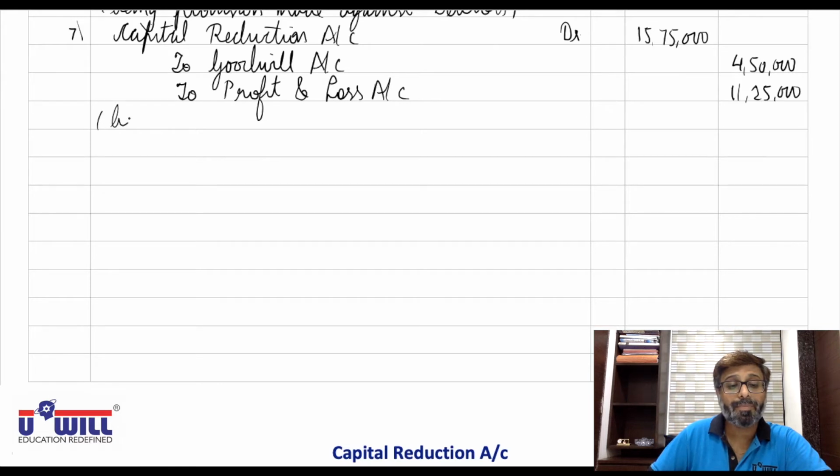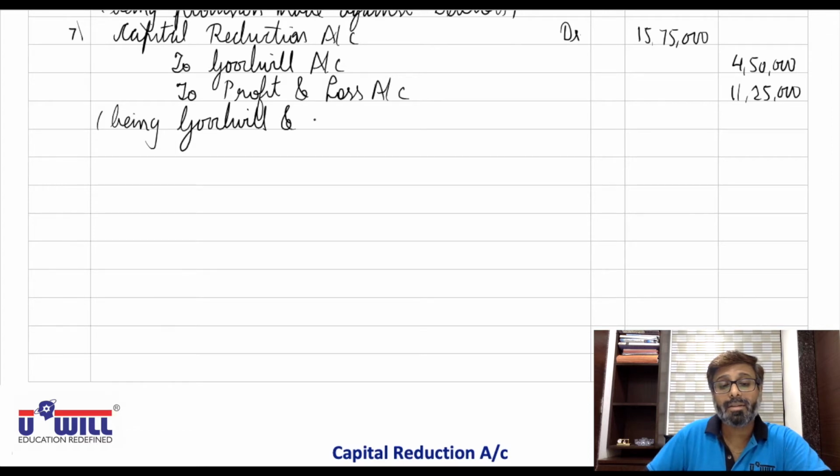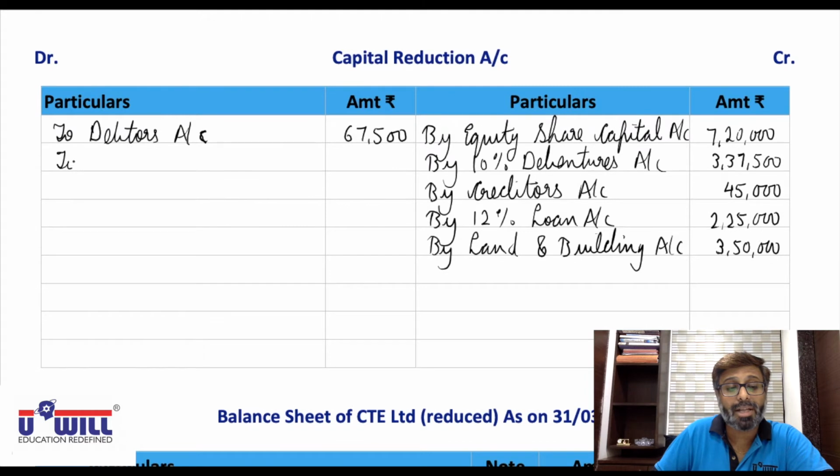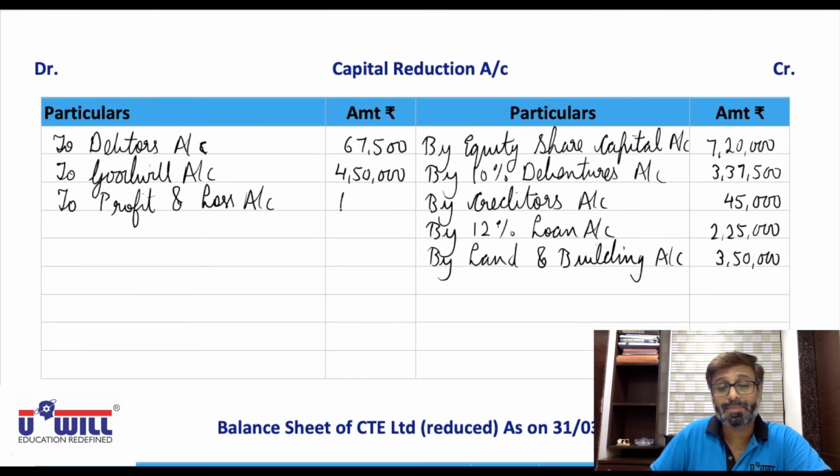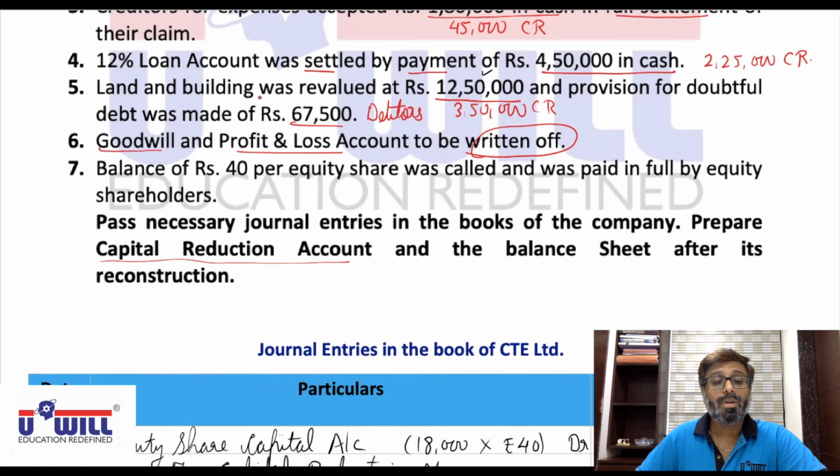Being goodwill and loss written off. Profit and loss account means it's an accumulated loss. Now capital reduction account debit. So in capital reduction account we'll write on debit side opposite accounts to goodwill account 4,50,000 and to profit and loss account 11,25,000. So 6 adjustments are done.